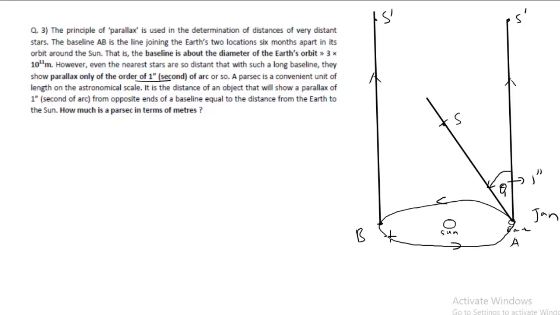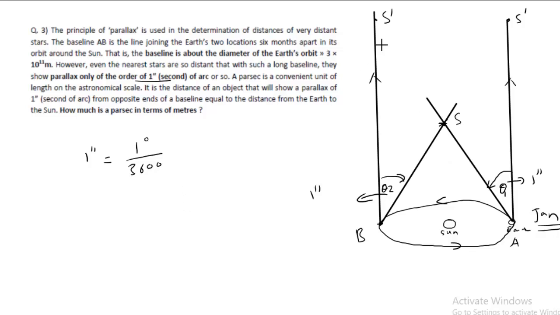Now after 6 months you are again observing the same star S from position B with respect to the distant star S dash, then this angle is theta 2. Note that first you are observing the star S from A position in the month of January with respect to the distant star S dash. This parallax angle is theta 1. Again you are observing the same star S with respect to the distant star S dash, and this angle is theta 2, and it is given that this angle is of the order of 1 arc second. Note that 1 arc second is equal to 1 degree divided by 3600. So you can imagine how small 1 arc second is.